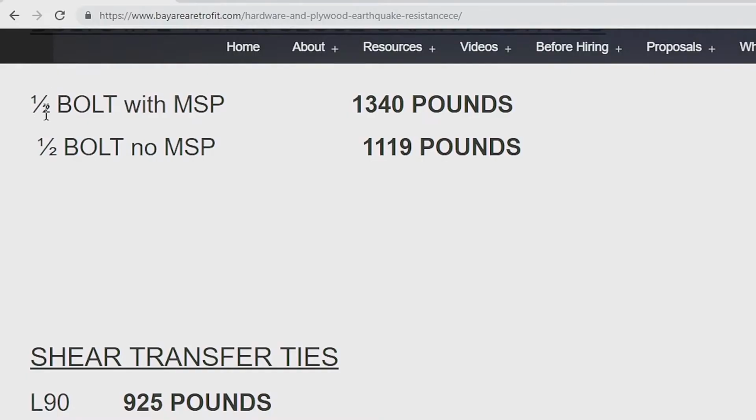So here we have a 1/2 inch bolt. Then there's a mud sill plate that we put on it. That's a type of washer that's discussed in the cripple wall retrofit video on this website. And they can resist 1,340 pounds of earthquake force. Now if we take a 1/2 inch bolt and we don't put on the mud sill plate, it can resist 1,119 pounds of earthquake force.